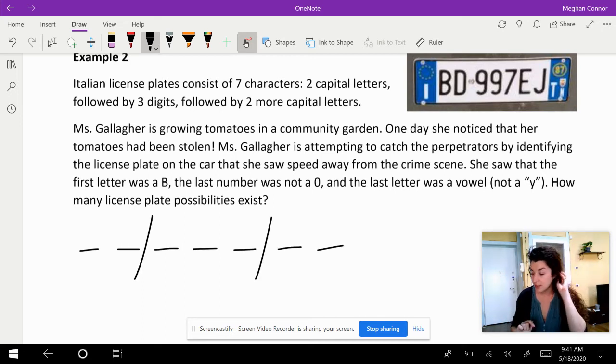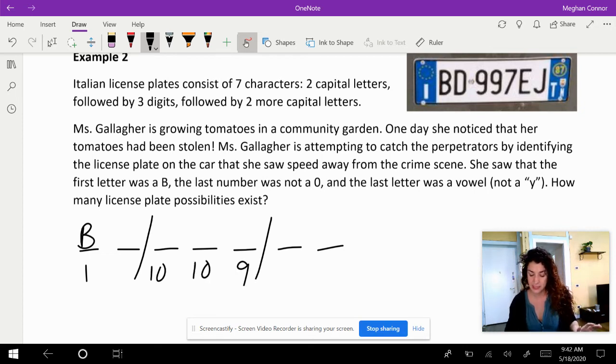So we've got our 2 capital letters at the beginning, and then our 3 numbers, and then our 2 capital letters at the end. So we know that the first one is a B. So the only number of possibilities there is 1. There's only 1 possibility for that guy, and that's done for. And it says that the last number was not a 0. So the digits are 0, 1, 2, 3, 4, 5, 6, 7, 8, 9, which is 10 digits. If it's not a 0, that eliminates 1 possibility. So there's 9 possibilities for this slot. But that means that there's 10 possibilities here. Oh, the second capital letter has 26 options.